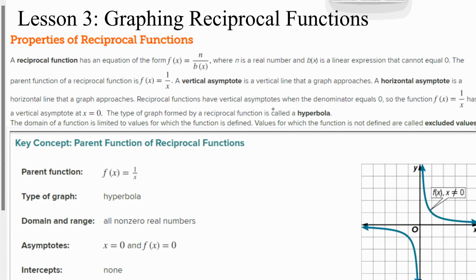3 is about graphing reciprocal functions. Reciprocal functions just look like a fraction in this kind of form, like 1 over x, or really you could put any real number on top and any linear equation on the bottom. So this is the basic form. So this is the parent function.